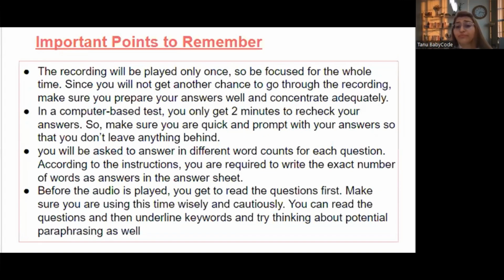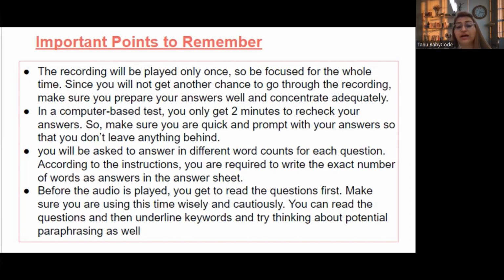Now, some more important points to remember: the recording will be played only once. So be focused for the whole time. You will not get another chance to go through the recording. This is the most important step. Make sure you prepare your answers well and concentrate on it. Now, in a computer-based test, you get only 2 minutes to recheck your answers. So make sure you are quick and prompt with your answers. You don't leave anything behind.